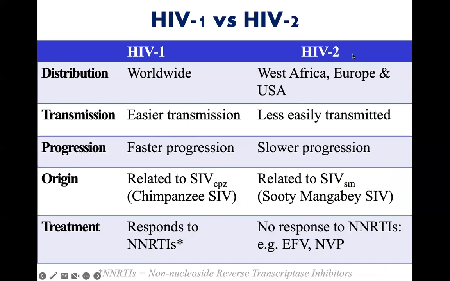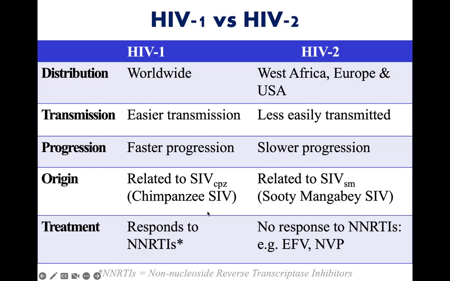HIV-2 is less studied because it is also less problematic, and it's mainly restricted to West Africa and a little bit in Europe and USA, while HIV-1 is the one that is distributed worldwide, is more easily transmissible, and also leads to faster progression. In fact, the majority of HIV-2 infections are thought to be non-progressive, and therefore people end up being what we call long-term non-progressors if they have HIV-2.